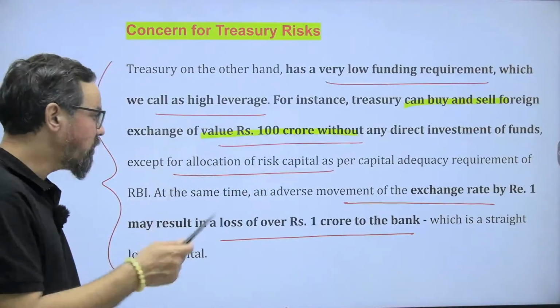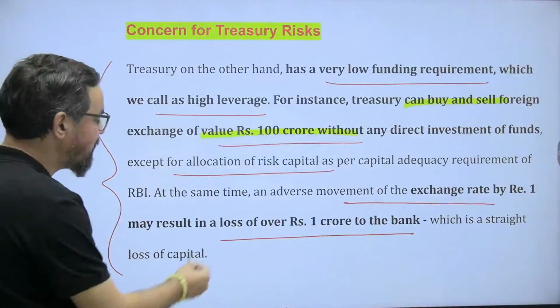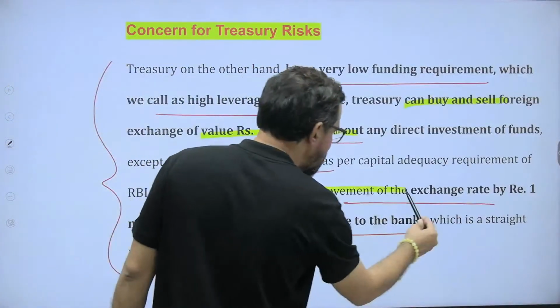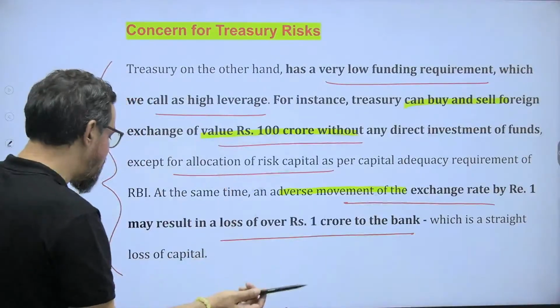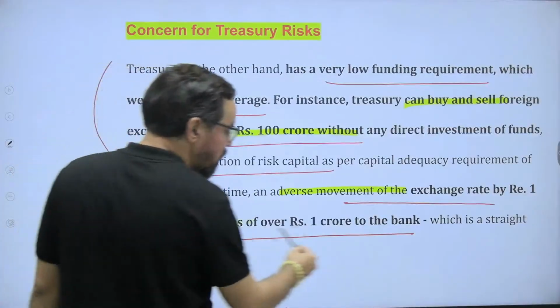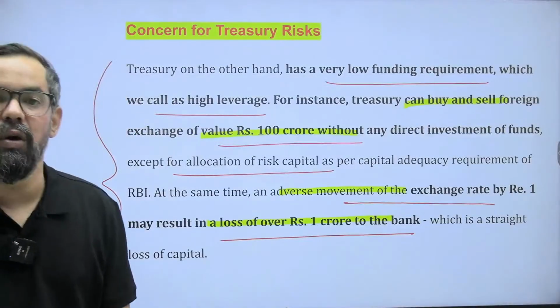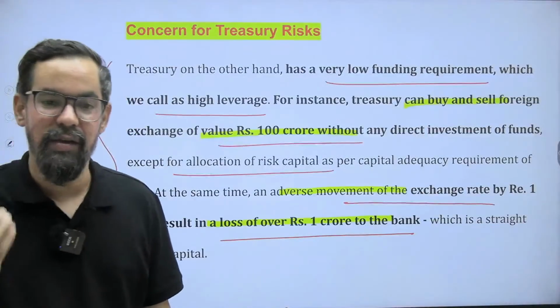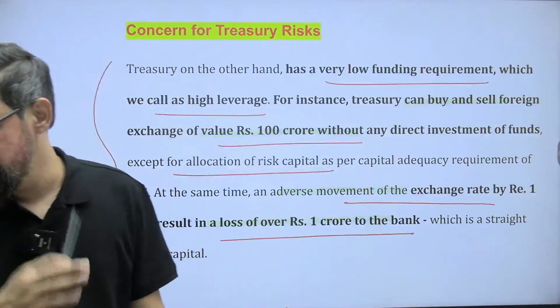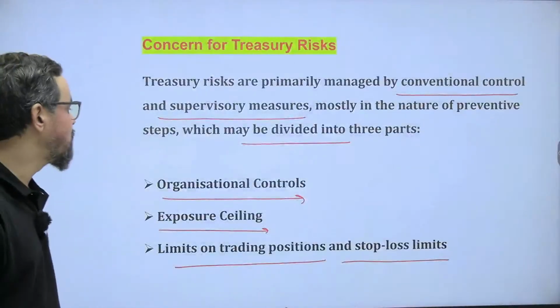But now, if an adverse movement happens, an adverse movement of the exchange rate by 1% may result in a loss of 1 crore to the bank, which is a straightforward loss. Okay? There is no if and but. You have lost 1 crore rupees, that is gone, right? So that is the concern.